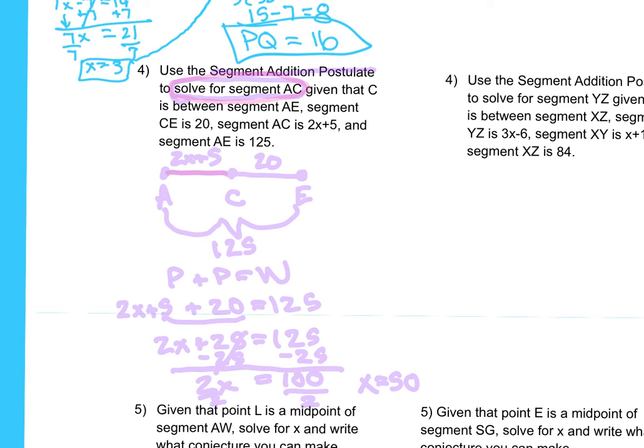So we're looking at this part. So we're going to plug that x back into that equation. So 2 times 50 plus 5. 2 times 50 is 100 plus 5 equals 105. So our final answer is 105.